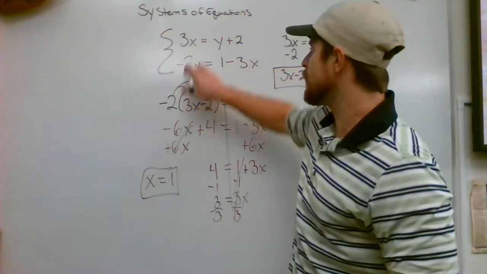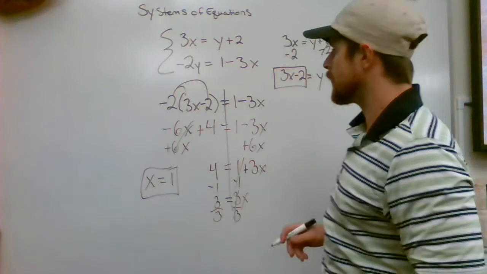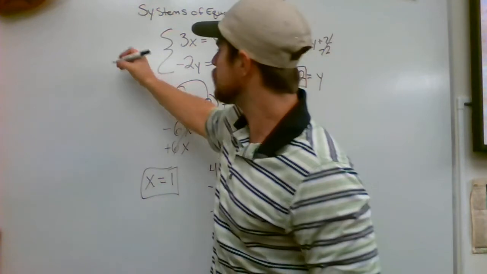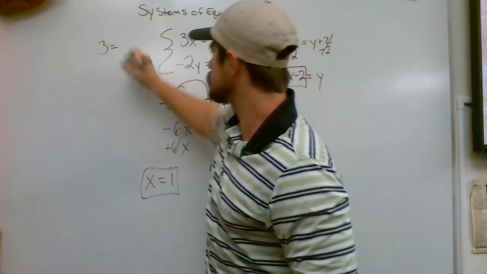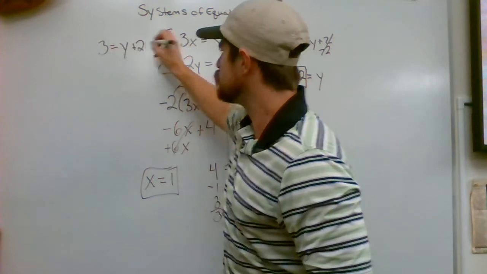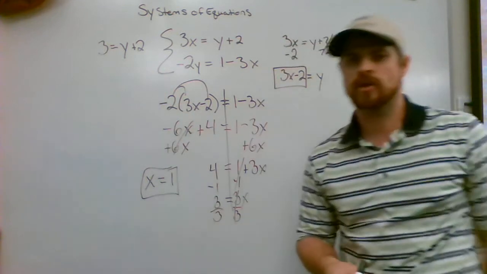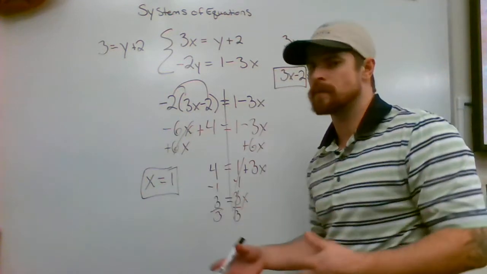If I put a 1 next to that, 3 times x is now 3 times 1. Okay, that's just going to give me 3 equals y plus 2. Again, you should be able to mentally solve for the variable here. But if you need to show the step, feel free to do so. That's why we practice this step.